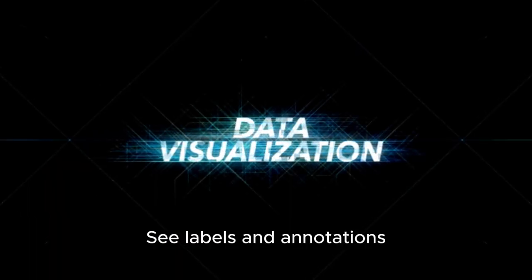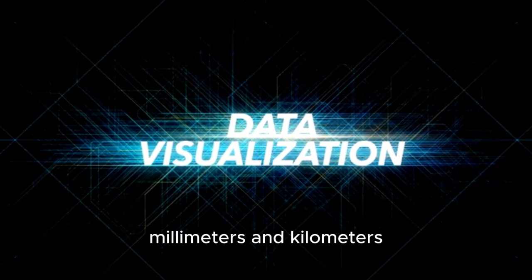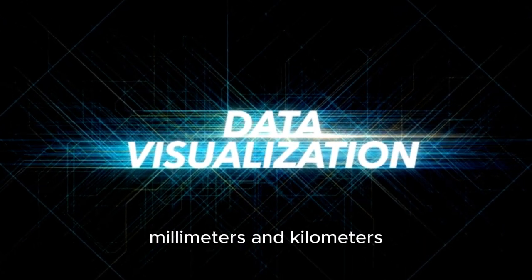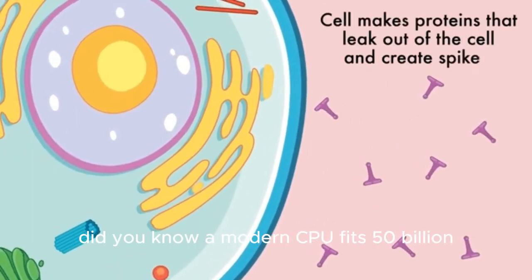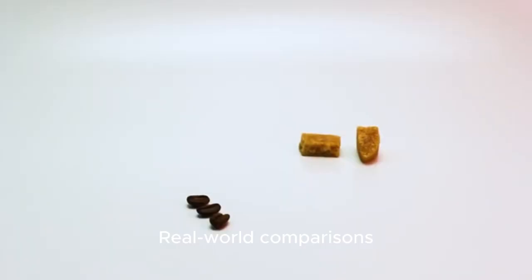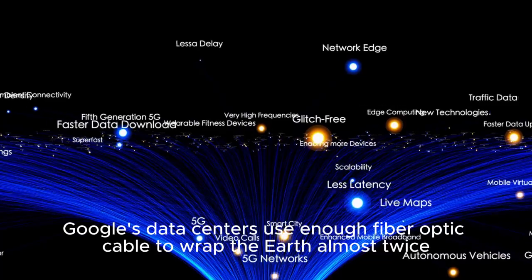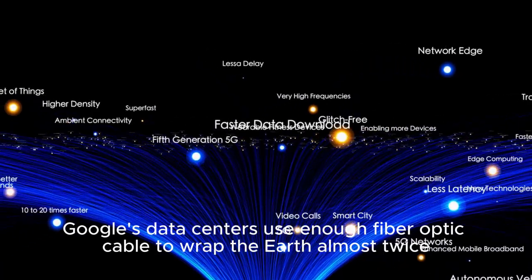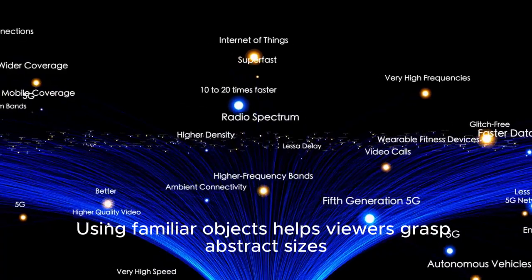C. Labels and annotations. Display size metrics like nanometers, millimeters, and kilometers. Include fun facts like, did you know a modern CPU fits 50 billion transistors in a fingernail-sized chip? D. Real-world comparisons. Compare tech to everyday objects. An M.2 SSD is as small as a stick of gum. Google's data centers use enough fiber optic cable to wrap the Earth almost twice. Using familiar objects helps viewers grasp abstract sizes.